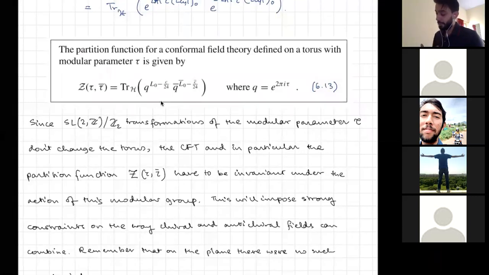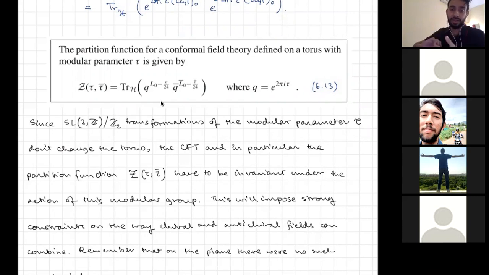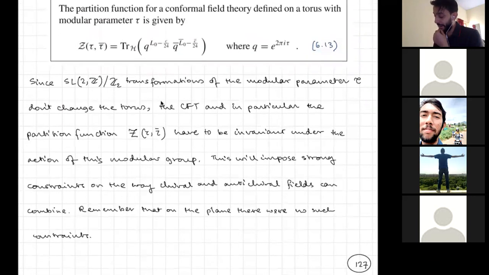Now what is going to happen out here is that, since you are on this T2, there are going to be some very strong constraints in which chiral and anti-chiral fields can combine with each other. We will see this as we go forward a bit, and remember that on the plane these things were not there. Okay, so this is what we have learned.